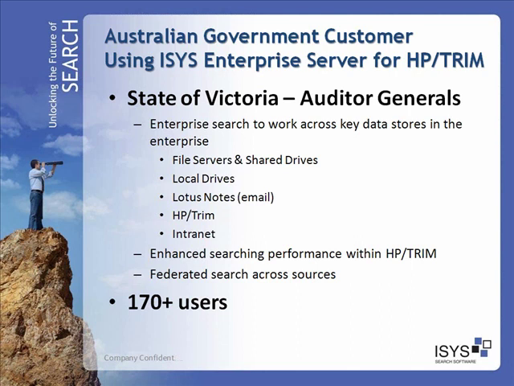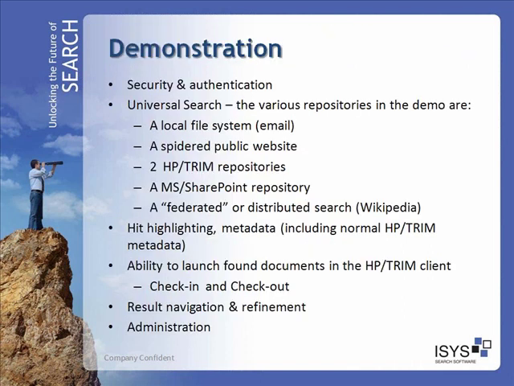Another implementation within the State of Victoria is the Auditor General's. A little different implementation here in that we're also searching file servers and shared drives as well as local drives on individual PCs. Additionally, we're indexing Lotus Notes for email, multiple HP TRIM repositories again, and crawling the intranet, specifically their internal corporate intranet, for content. We provide enhanced searching performance with the HP TRIM, and we provide federated search across all sources. The users in that case are 170 users.